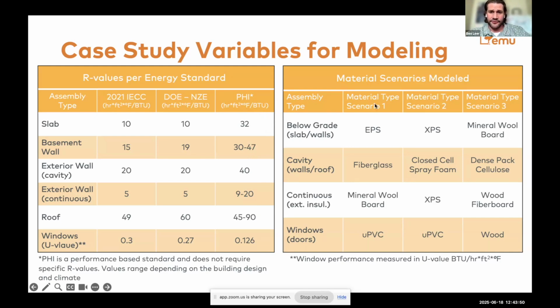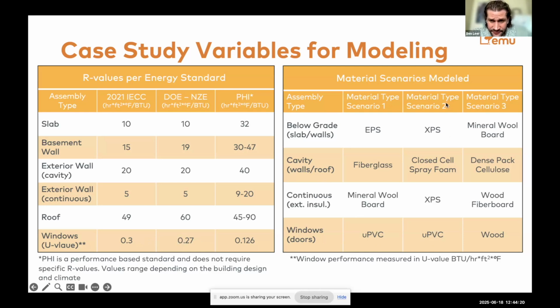And then for our material scenarios, my more conventional material package would be using EPS insulation below grade, the fiberglass in our walls and roof, and if we had continuous insulation, using mineral wool board. I also looked at a UPVC window, and this is a double pane window. This is the value for complying with code. Pretty much the same value to comply with the DOE, slightly better performance, but still this is a double pane.